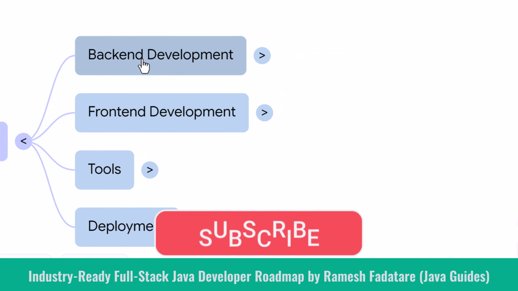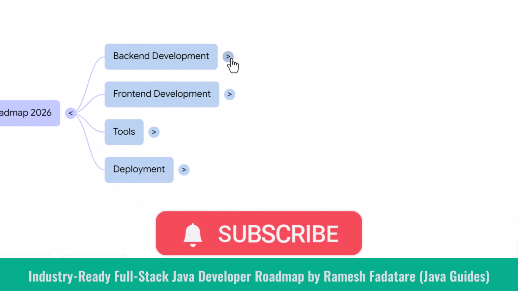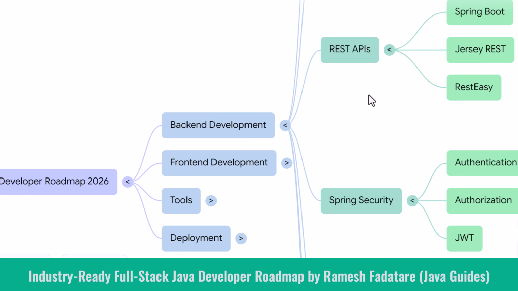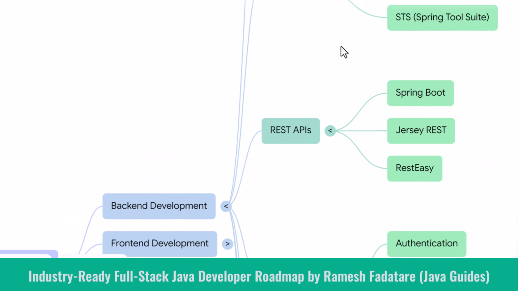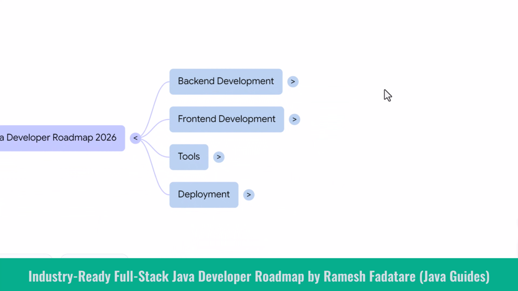Let's begin with backend development. Backend is the heart of full stack development. It's where your business logic lives, where you secure your application, where you connect to databases, and where you build powerful APIs that your frontend will consume.